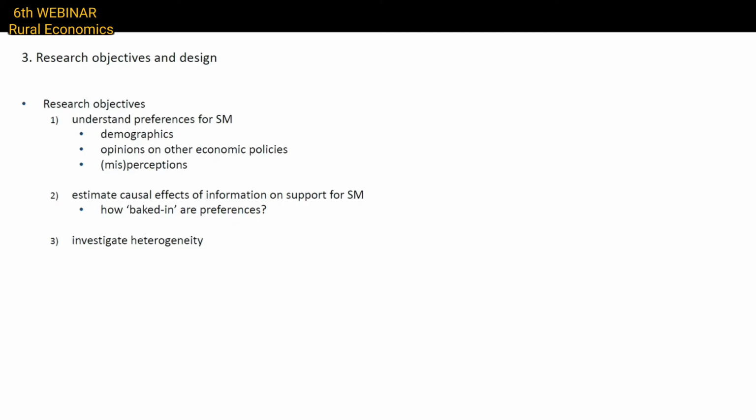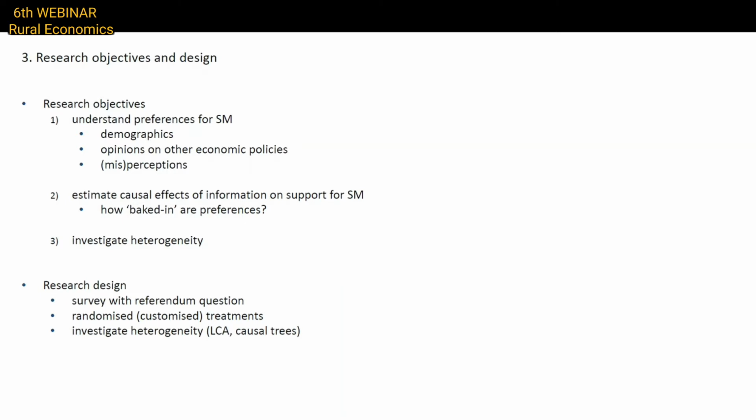And then we're interested in investigating whether that effect is heterogeneous between voters of different parties or people in different provinces, things like that. So the way we do this is with a survey, which I'll describe, and then we have a referendum question on this policy. And then we randomize people within this survey to receive different information treatments, and then we investigate heterogeneity, and I'll describe how we've approached that so far.